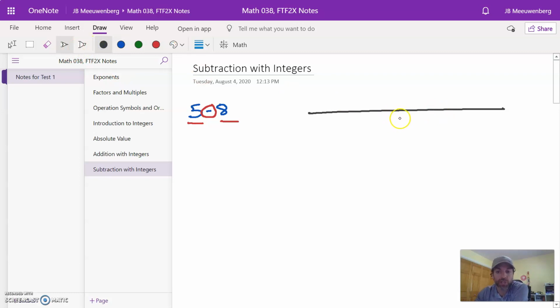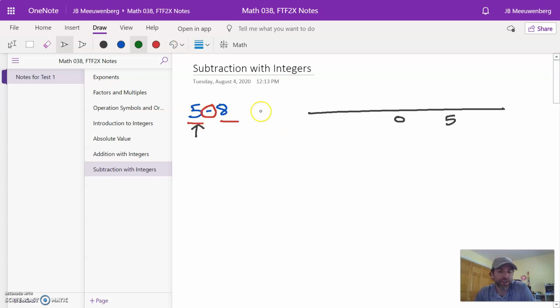So I will start with my 0. I will put a 5 up here because that's my starting point, right? We always start with the first number. And try to envision, are we going to go past 0? Are we going to cross the 0? Because that's going to change how we think about the problem.